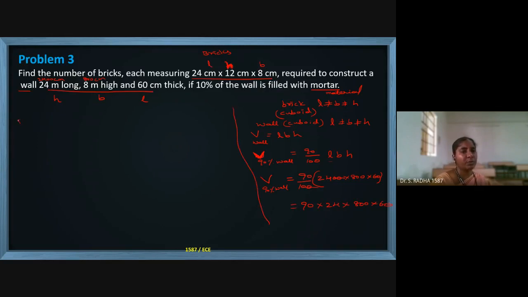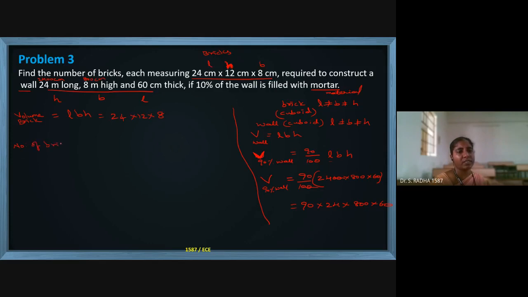Now I am going to a brick. Brick volume I am going to find. It is also L, B, H because cuboid. Brick dimensions are given, which is 24 into 12 into 8. This is brick dimensions. Now, how many bricks are required?